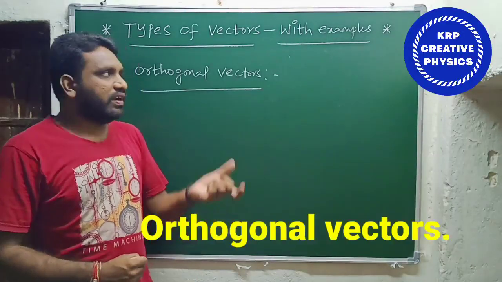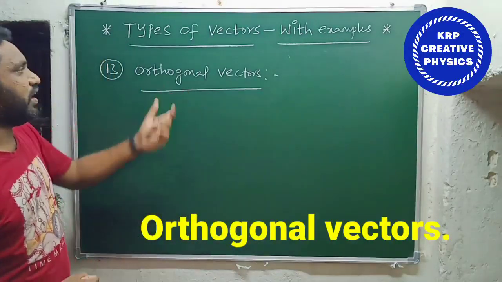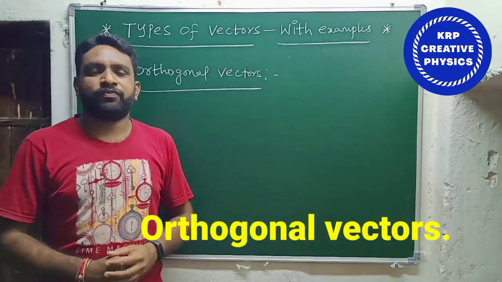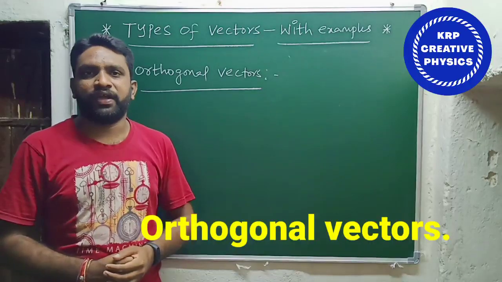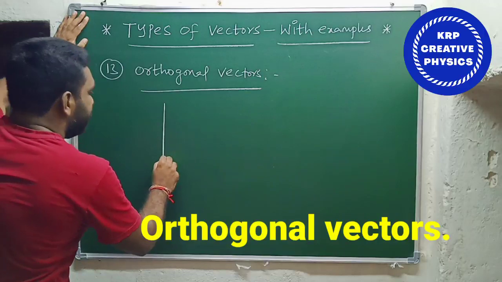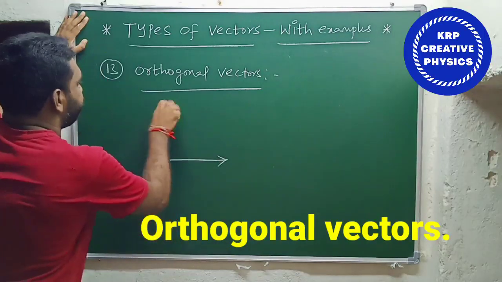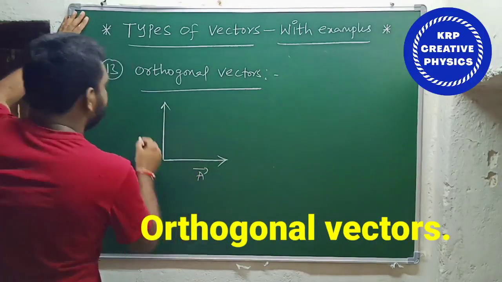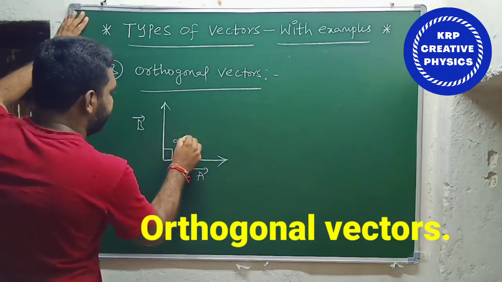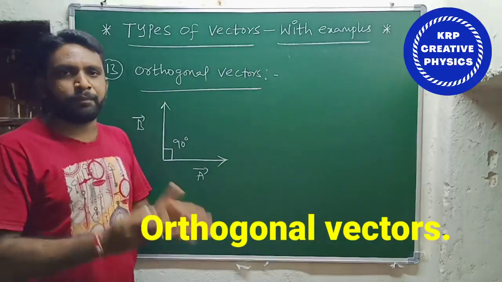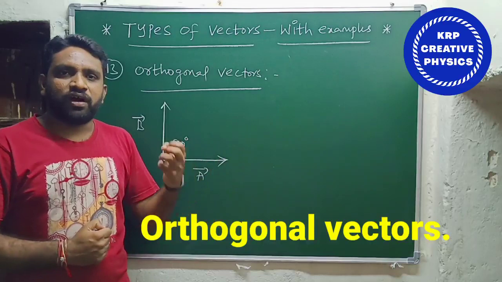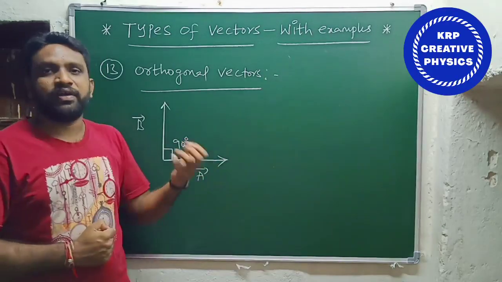Okay friends, let's learn the last type of vector. It is nothing but orthogonal vectors. What is meant by orthogonal here? If the angle between any two vectors is 90 degrees, then they are said to be orthogonal vectors. It is very, very simple. We are considering two vectors here, vector A and vector B. The angle between these two vectors is 90 degrees. Simply, if two vectors are perpendicular to each other, then they are said to be orthogonal vectors. So these are all the types of vectors with their examples.